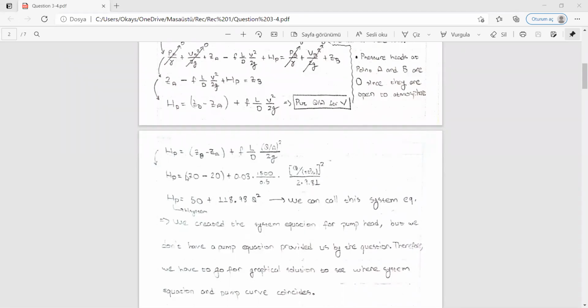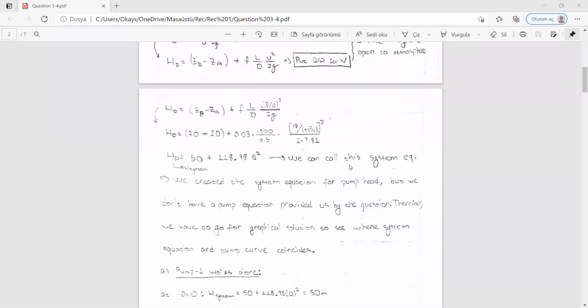So after you put everything and do this calculation for this pump head, you'll get a formula like this: 50 coming from here, 50 plus, and this corresponds to 118.98 Q square. Okay, so this was our aim. We got this equation. Now we will use this equation for part A and B when we make pumps work single. So we will accept this as our system equation.